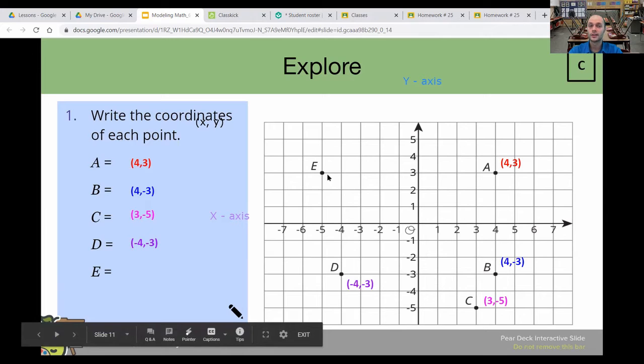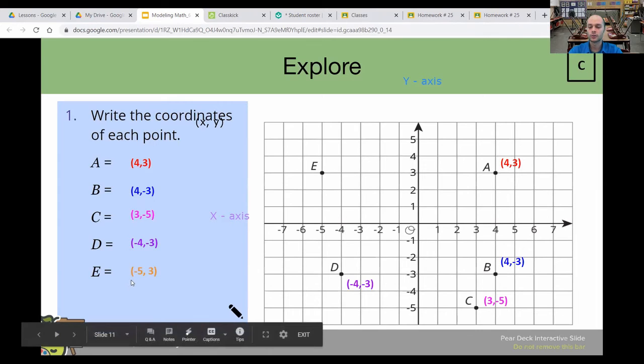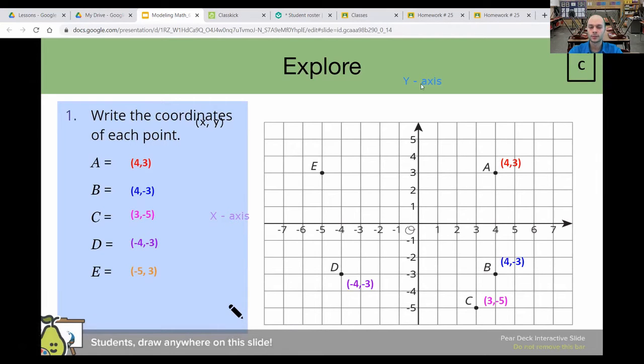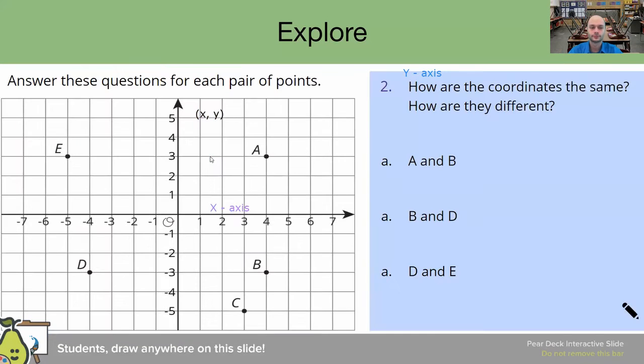Here we go. All right, we have one final point here, point E. What I want you to do is to please pause the video and let us know, what are the coordinates of point E? All right, welcome back. If you said that point E is at the location (-5, 3), you are correct. Now, point E on the x-axis is at -5, and point E on the y-axis is at 3. So together, the coordinate is (-5, 3). All right, let's move on. Let's see what else we have for you today.